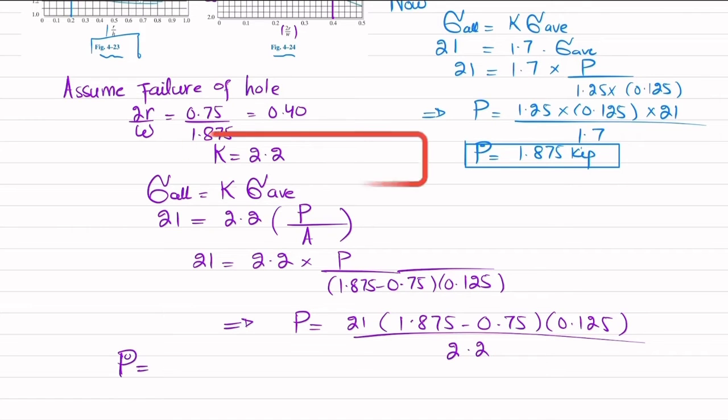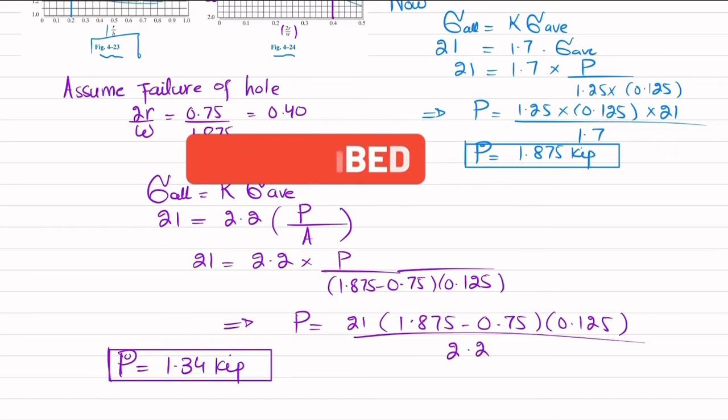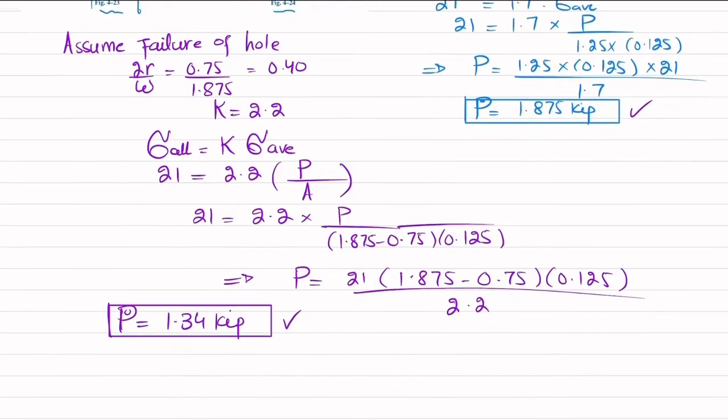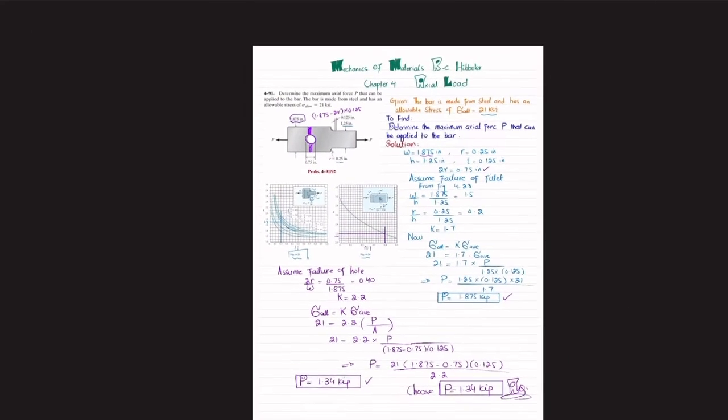And when you calculate it, this will give you 1.34 kip. That is the load due to the hole. Now you have one load is this one and another one is this one. So you have to choose P is equal to 1.34 kips that can be applied to this system without causing any damage to this bar. And that was all about this problem 4-91.